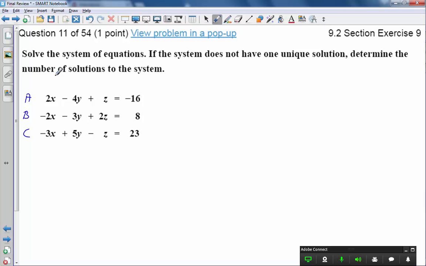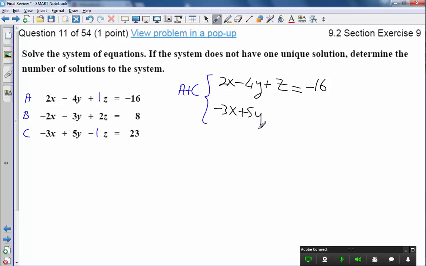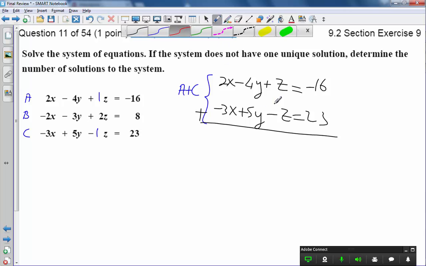Z, A and C, and eliminate which variable? Z, because look, you have 1z here, -1z, opposite sides. When you add A and C, A plus C, here is A, and here is C minus 3x plus 5y minus z. Look what's this turning into. Cancel, cancel. 1z, -z, gone.